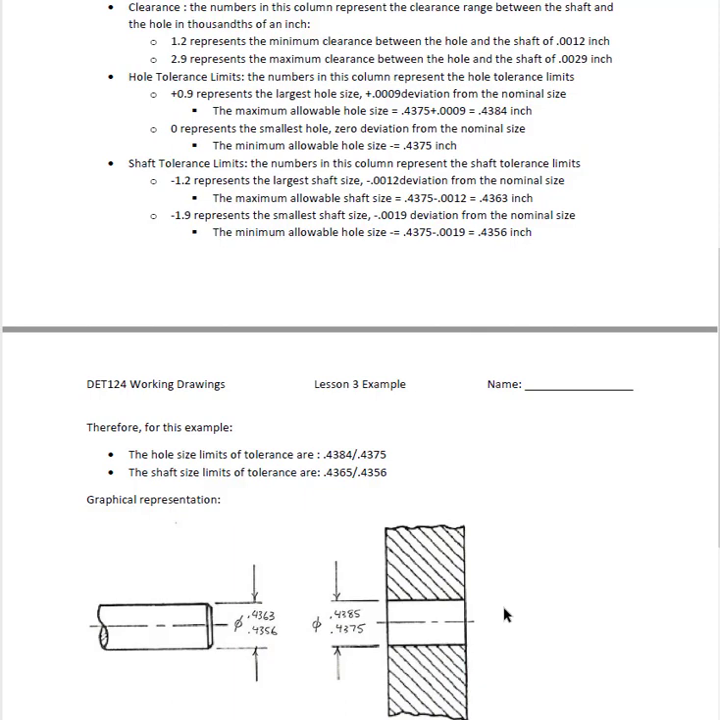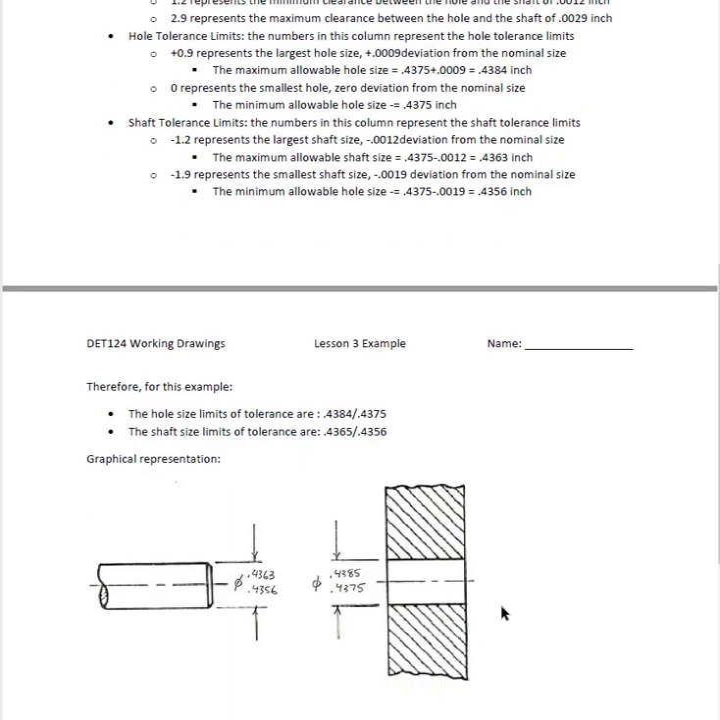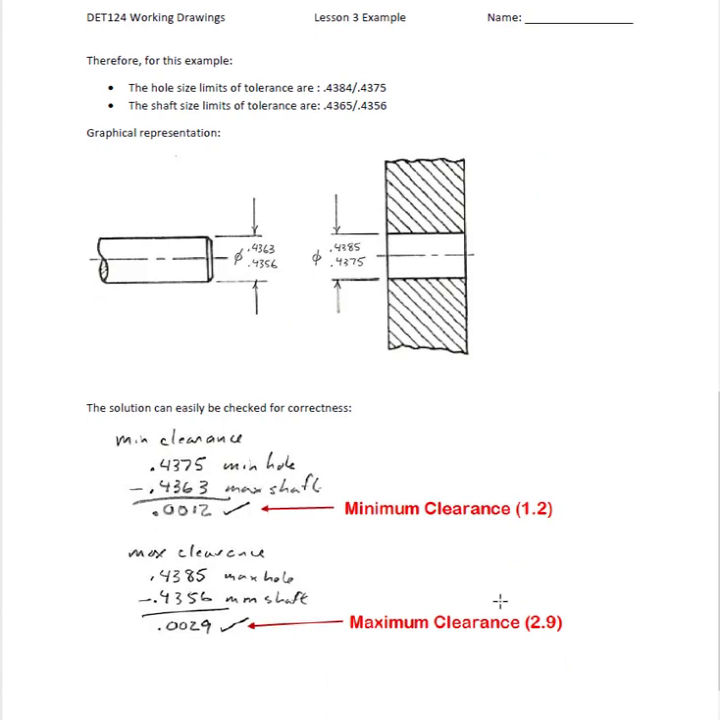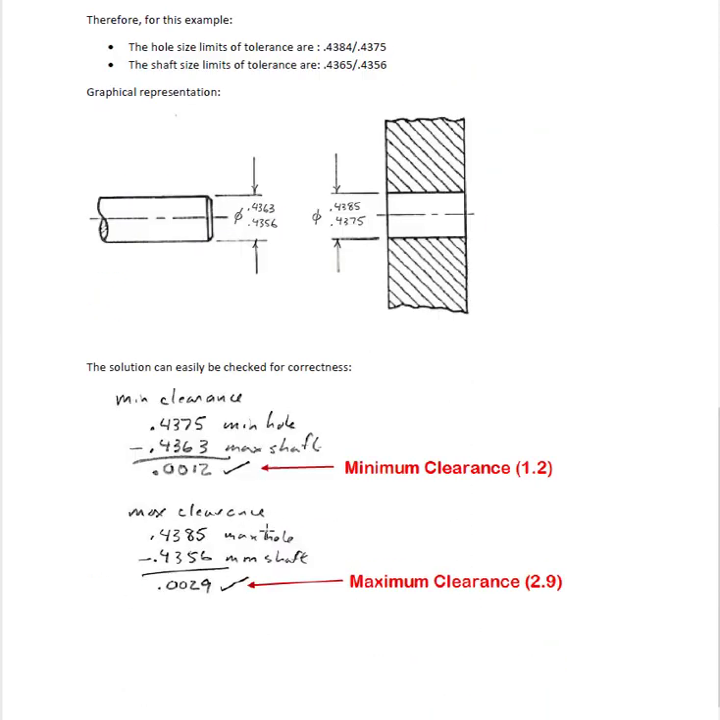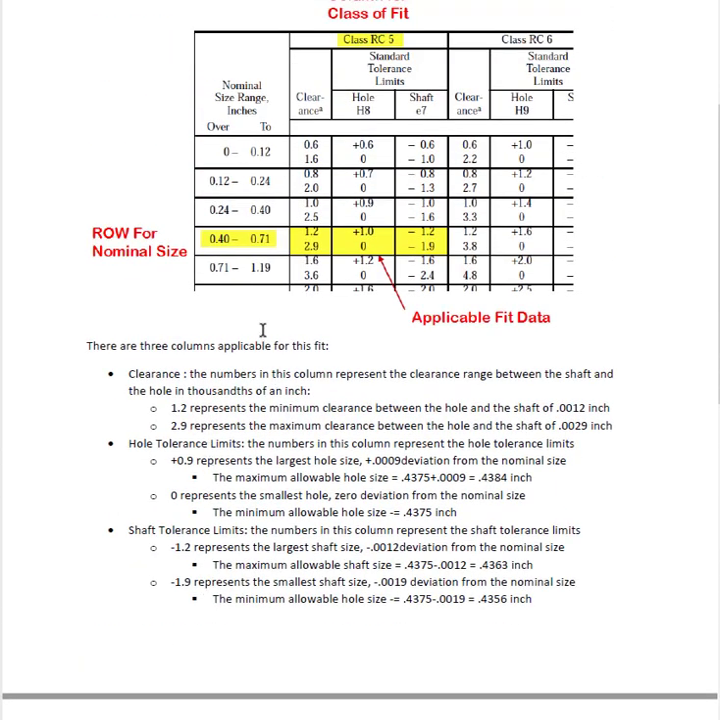Okay, so how do we know we did this right? The solution can be easily checked for correctness. I encourage you to do this. If we were to take the min hole and minus from that the maximum shaft, we get 1.2 thousandths, 0.0012, which matches our 1.2 here. Now, if we were to take the max hole and subtract from it the min shaft, we got 0.0029, which again is our maximum clearance, which is stated right here.